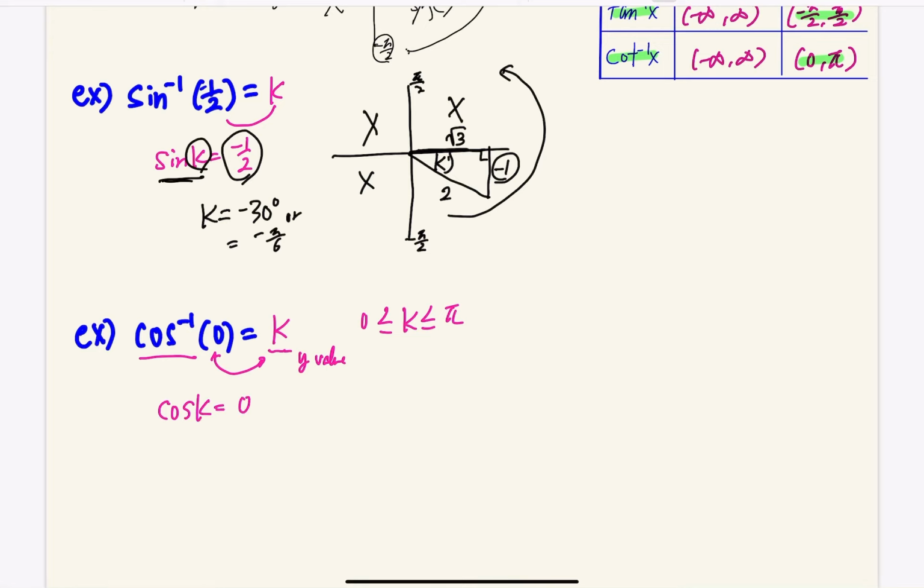Cosine K equals 0, right? Okay, K is an angle between 0 and pi, so do not use Q3 and Q4, okay? But 0 is very special value, right? So think of unit circle. When can you make cosine K 0? K equals pi over 2. Pi over 2 is between 0 and pi, so pi over 2 satisfies the range of inverse cosine. So answer is pi over 2, because cosine pi over 2 is 0.